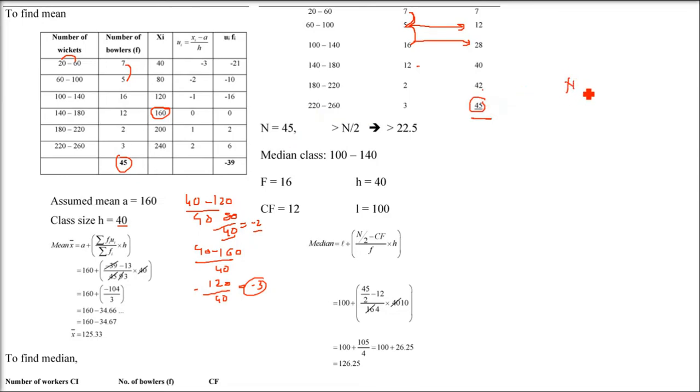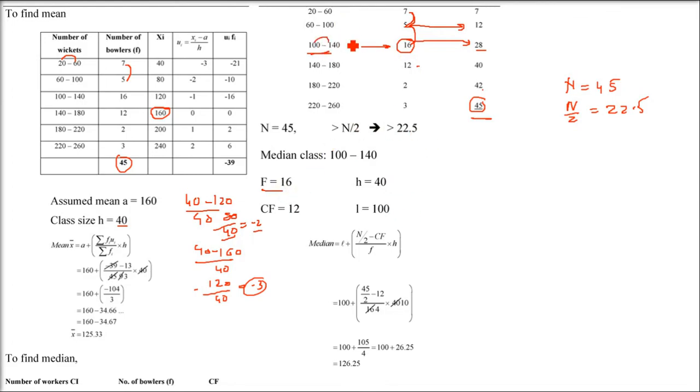Divide it by 2. 45, and take n by 2. That is going to be 22.5. Now this 22.5 is coming in which median class? 22.5 is coming in between 12 and 28, which is actually 100 to 140. So 100 to 140 is our median class. What is the frequency of this class? 16. So f is 16.